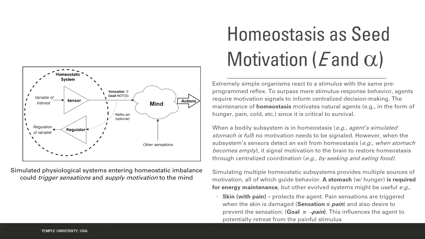And by simulating multiple homeostatic subsystems, it provides multiple sources of motivation for the agent, all which help guide behavior. So a stomach that has hunger is actually required for energy maintenance, but other evolved systems might be useful too. For example, a skin with pain would be used to protect the agent. And so pain sensations could be triggered when the skin is damaged, providing a sensation of pain, but also a desire to prevent that sensation, a goal of not having the pain. And this would influence the agent to potentially retreat from the painful stimulus.